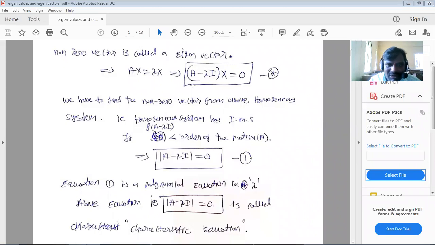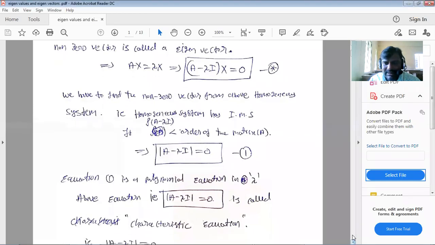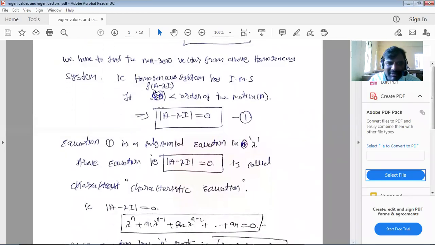Therefore, which matrix do you have? The A minus lambda I matrix here. Therefore, this is a singular matrix. The determinant of A minus lambda I is equal to 0. In this we know everything except lambda. A is the given matrix, and I is the identity matrix of the same order as A. That order you have to write. Lambda is unknown.